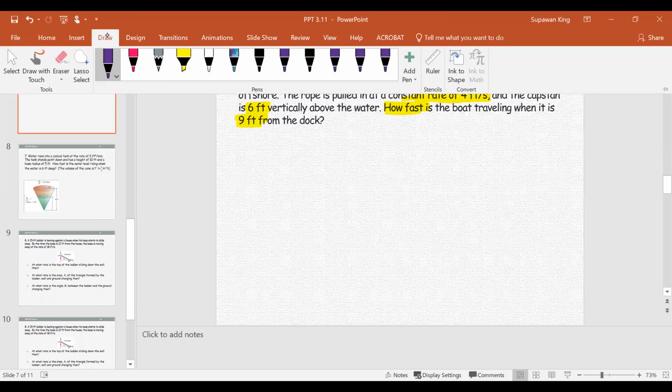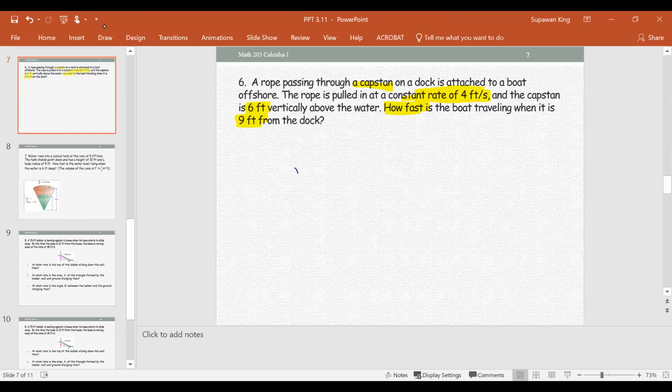Right? How do we put them together? This is the boat, the dock, and the capstan attached to a boat offshore. The rope is pulled in at a rate of 4 feet per second, and the capstan is 6 feet vertically above the water. So here, 6 feet.